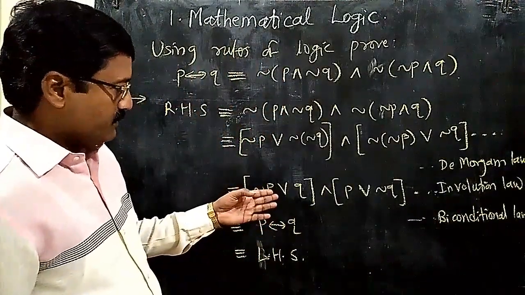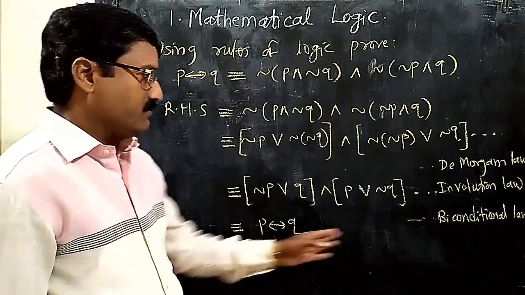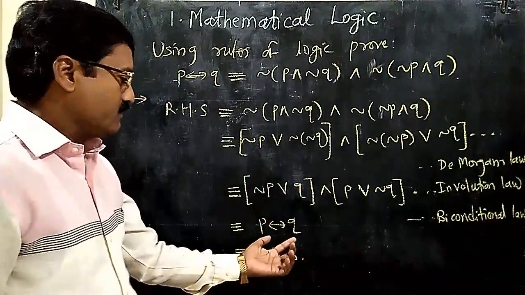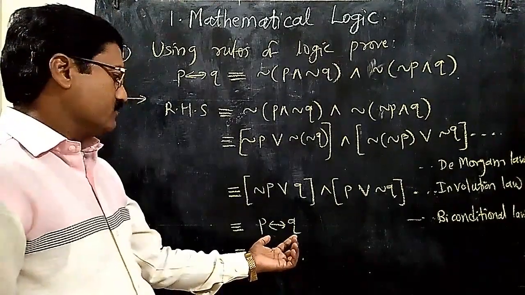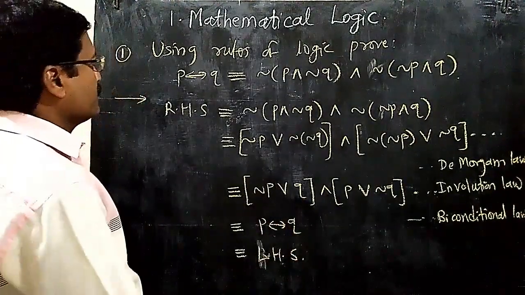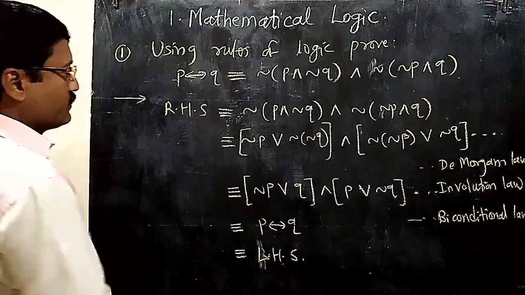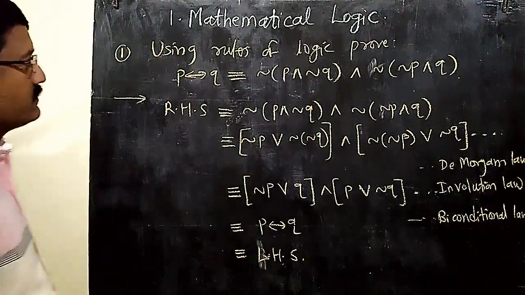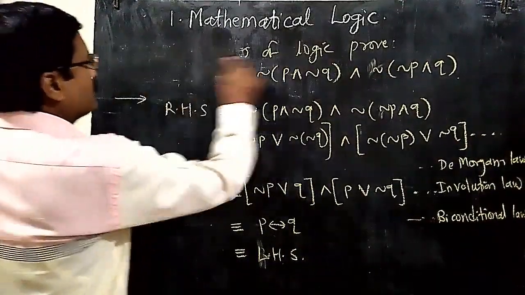And in the last step, if you observe carefully the biconditional law, then it is the right side of the biconditional law. So we get biconditional of statements P and Q, that is double implication. That is our LHS. So this is the way to solve this example. This will carry 2 marks. Let us see the second one.